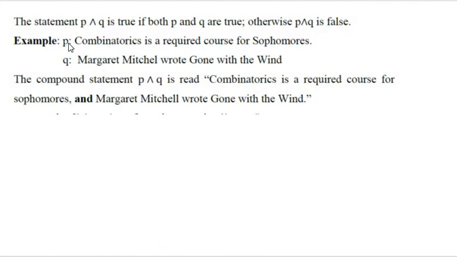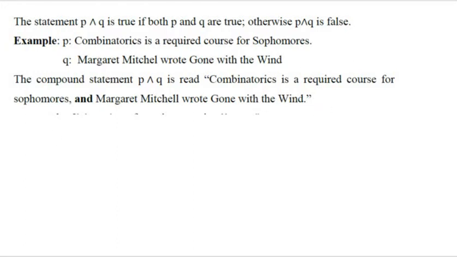For example, consider two propositions P and Q, where P is the proposition, Combinatorics is a required course for sophomores. Q is the proposition, Margaret Mitchell wrote Gone with the Wind. So the compound proposition obtained by using the conjunction is P and Q, and is read, Combinatorics is a required course for sophomores, and Margaret Mitchell wrote Gone with the Wind.